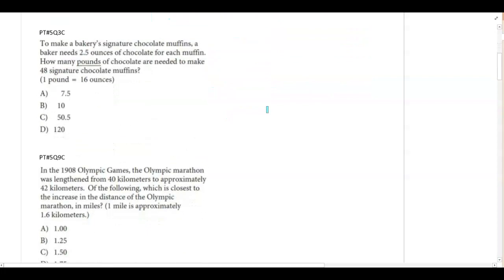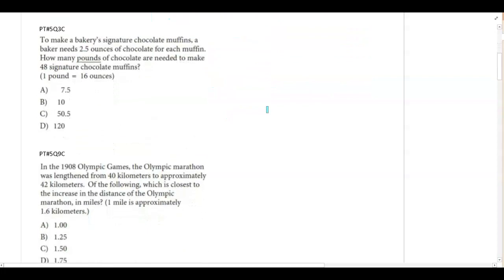So all of these problems use ratios or proportions in some way or another. Some are easy, some are hard, but you have to pay attention to small little details. Okay, let's get to it.